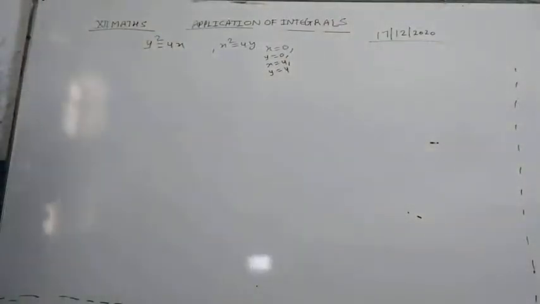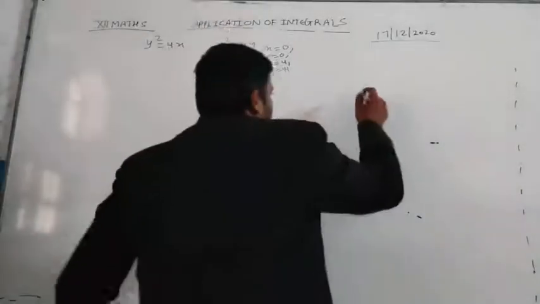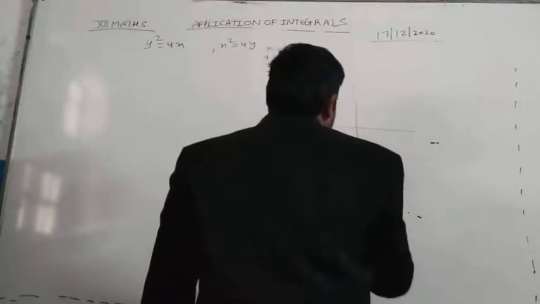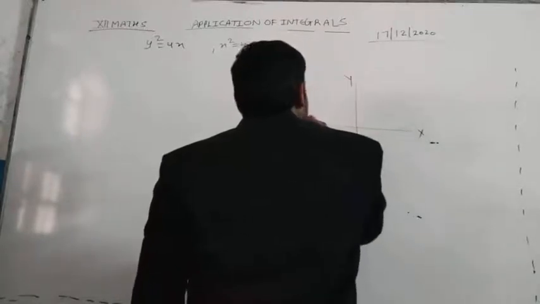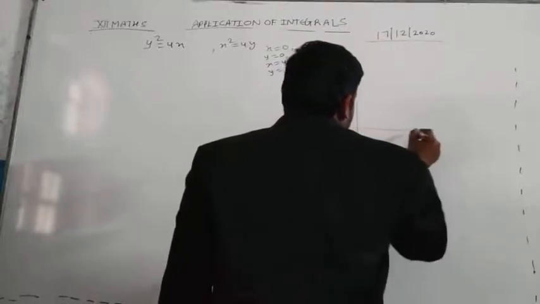Okay, student? So this is the information we have been given, and we have to prove that the curves y square is equal to 4x and x square is equal to 4y divide the area of the square bounded by these into 3 equal parts. Okay. So 3 equal parts are there. X, y, x dash, y dash, 0.